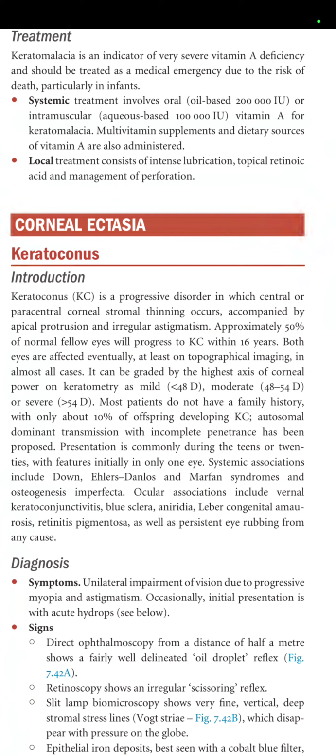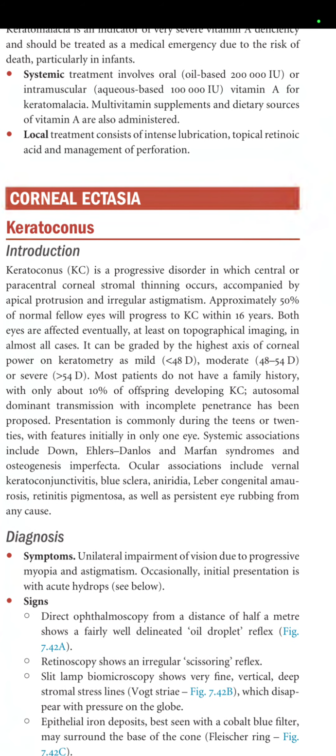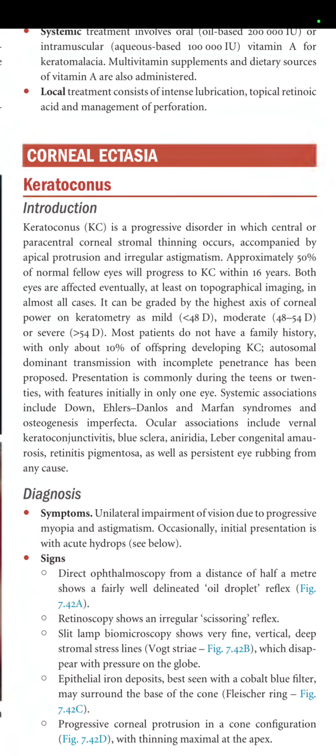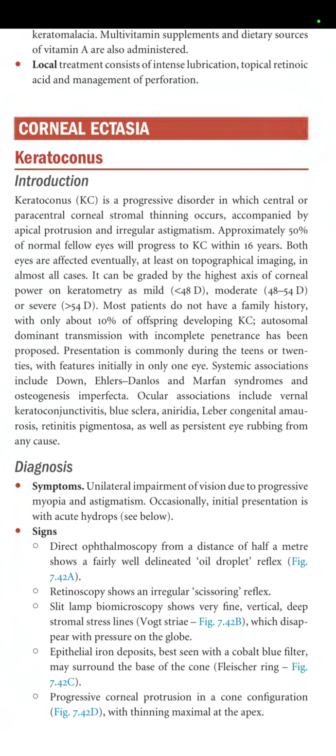Approximately 50% of the normal fellow eyes will progress to keratoconus within 16 years. Both eyes are affected eventually, at least on topographical imaging, in almost all cases. It can be graded by the steepest corneal power on keratometry as mild, moderate, and severe. Mild is less than 48 diopter, moderate is 48 to 54 diopter, and severe is greater than 54 diopter. Most patients do not have any family history, with only 10% of offspring developing keratoconus. Autosomal dominant transmission with incomplete penetrance has been proposed.